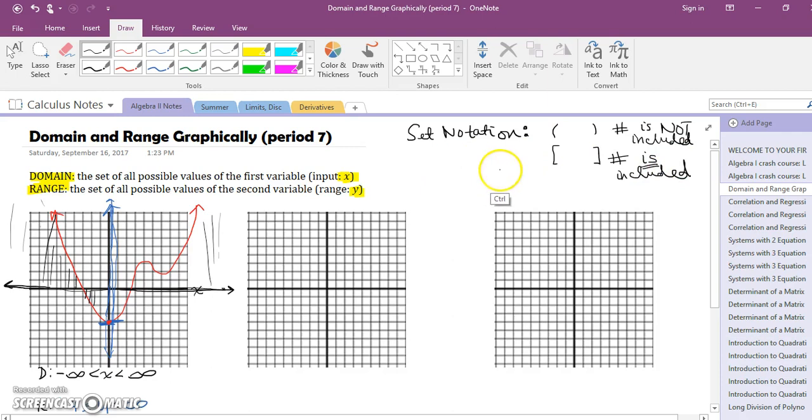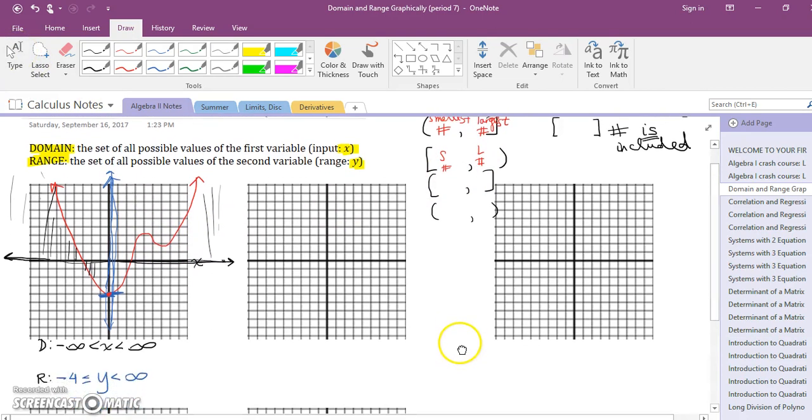Now you can have all kinds of combinations, like parentheses and then a bracket, or a bracket and then parentheses, or 2 brackets, or 2 parentheses. Those are the 4 combinations you can do. What you put in these parentheses are the following. You always put the smallest possible number first, followed by a comma, and then the largest possible number next, followed by a parentheses or bracket. So smallest number, largest number, always. So let's do that for this one here and see if we can get it.